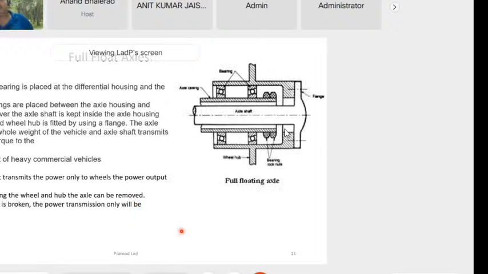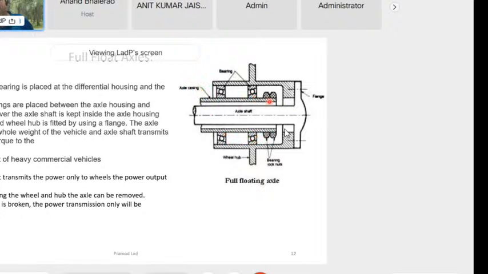This is a full float design. In full float design, we have the axle casing, and over the axle casing we have the bearing. This is just a schematic, so don't get confused. This will just explain how the loads are transferred. So this is the axle housing over which the bearings are placed, and over which there is a hub, and this hub is connected to the wheels. Whenever the load comes from the tires, that load transfers to the hub, and from the hub it is transferred to the bearing and then to the axle casing.